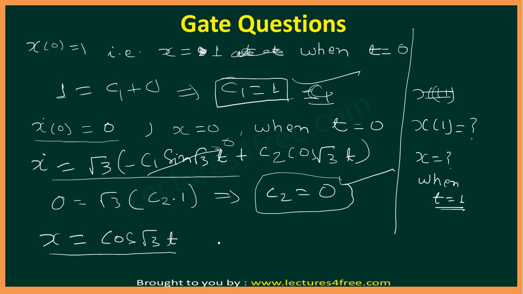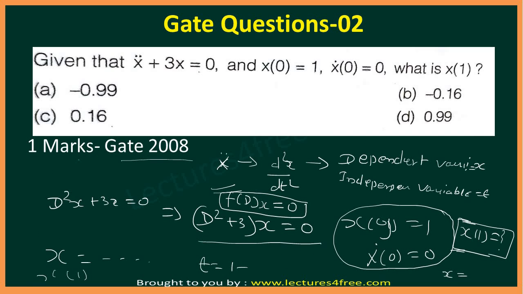Now you got x, so you can calculate x1. Put t equal to 1 here, so you will get cos root 3. If you solve it by calculator, you will get cos root 3 is equal to 0.99. Now from the options, let's see in which option you are getting this. Here you can see in option D you are getting the same answer. So for this question, your right option will be option D.